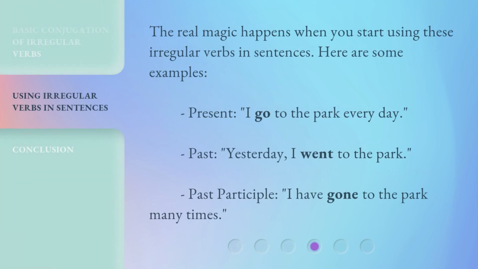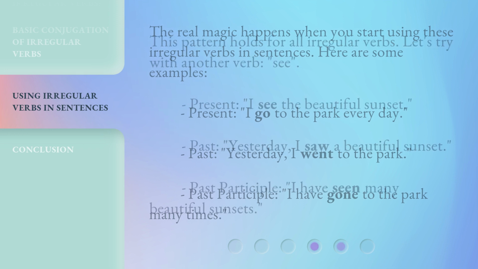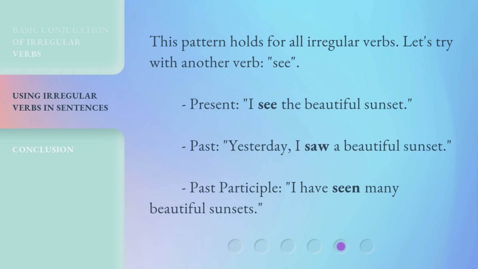The real magic happens when you start using these irregular verbs in sentences. Here are some examples. Present: I go to the park every day. Past: yesterday, I went to the park. Past participle: I have gone to the park many times. This pattern holds for all irregular verbs.